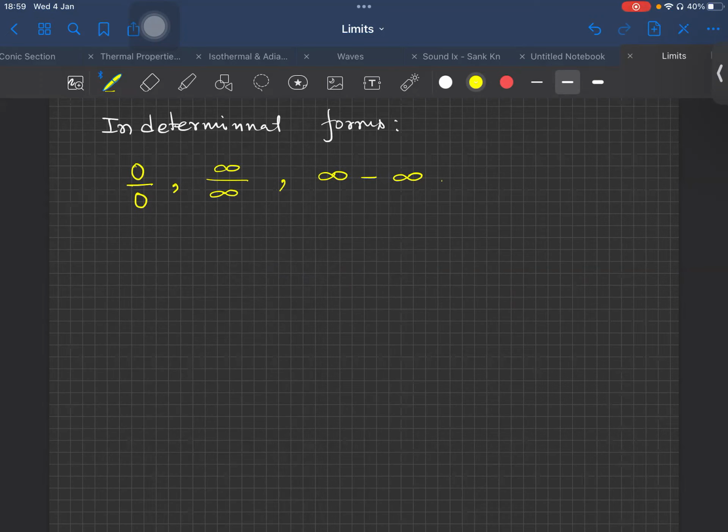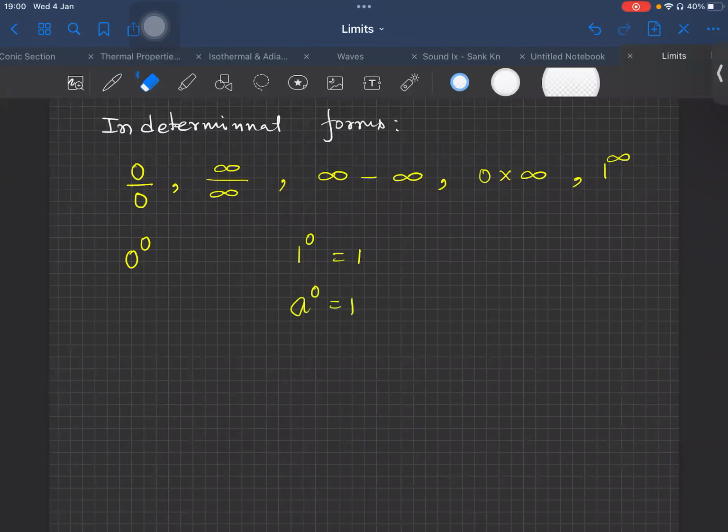Even if you multiply 0 with infinity, that is also an indeterminate form. Or if you take 1 to the power of infinity. 1 to the power of anything is 1 for real numbers, but that is not always true here. Now 0 to the power of 0: 1 to the power of 0 is 1, anything to the power of 0 is 1, but is 0 to the power 0 equal to 1? It cannot be determined, so this is also an indeterminate form. Again, infinity to the power of 0 is an indeterminate form. What else? Can you think of anything else?